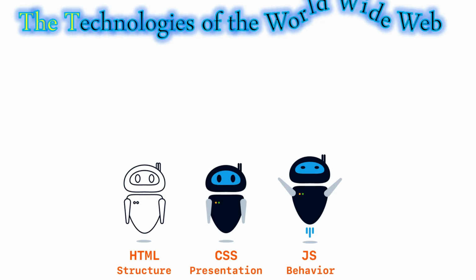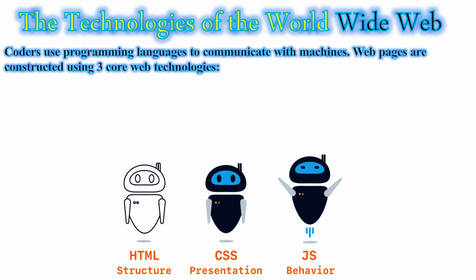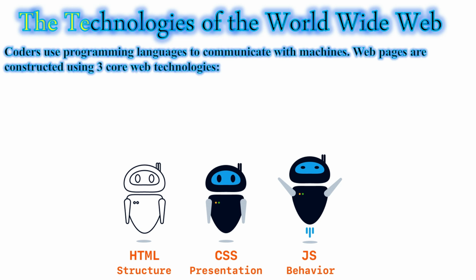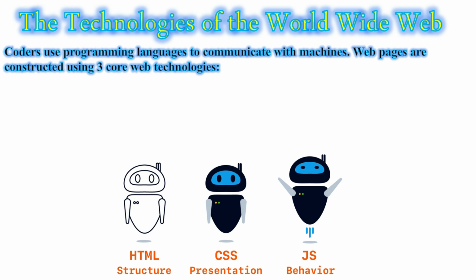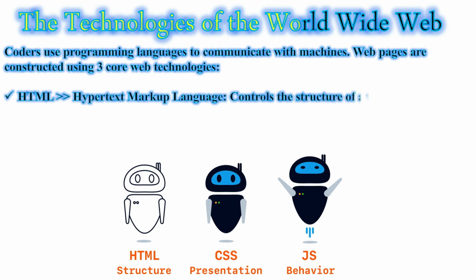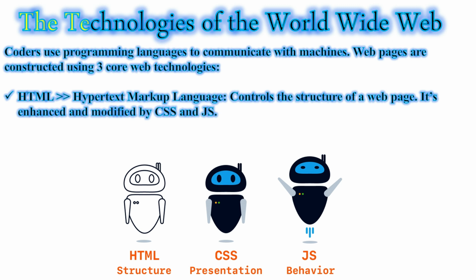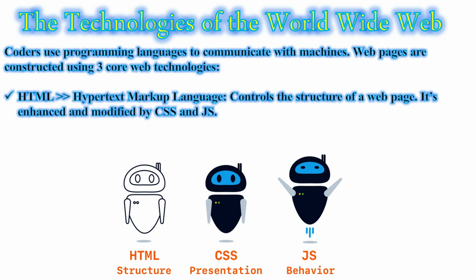So, the technologies of the World Wide Web. Coders use programming languages to communicate with machines. Web pages are constructed using three core web technologies. The first one, HTML. What is HTML? Hypertext Markup Language. It controls the structure of a web page. It's enhanced and modified by CSS and JS.